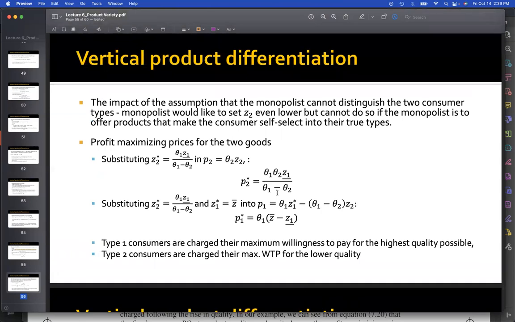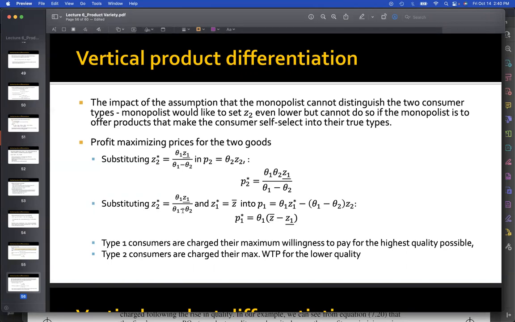Profit maximizing prices for the two goods are Z2 star, which is this one, and P2, which is theta 2 times Z2, where Z2 is this one. So P2 star is this, which is a function of Z lower bar and the gap between theta 1 and theta 2. So the higher the gap, the lower the price for P2. And then theta 1 times theta 2.